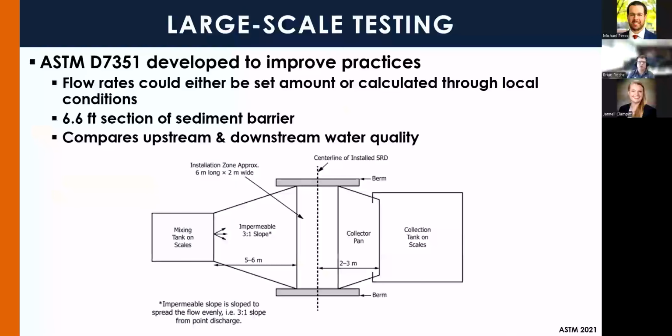So to improve the state of large-scale testing, the ASTM D7351 test method was developed. Flow rates could either be a set amount that's in the standard or calculated through local conditions, typically a 2-year, 24-hour storm event. This tests a 6.6-foot section of a sediment barrier. And the big thing they wanted to look at was comparing upstream and downstream water quality.